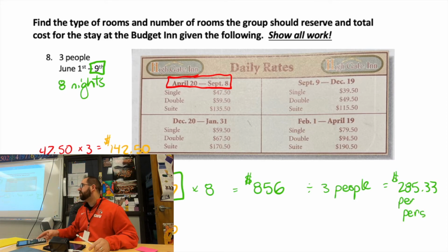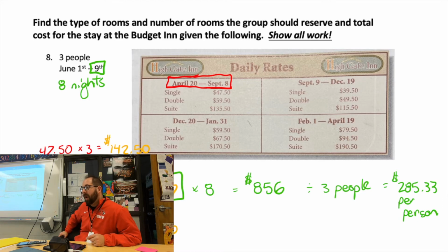That's pretty cheap for 8 nights at a hotel. I don't think that's too bad of a price. That's just me personally. I mean, $285 around this area, some of our hotels in this area charge that per night, which is wild. So that ain't bad for 8 nights in this Highgate Inn. I call it the Budget Inn.